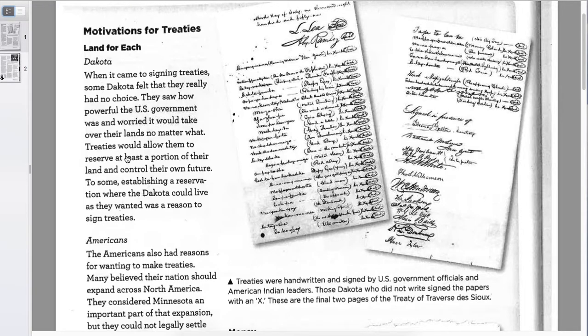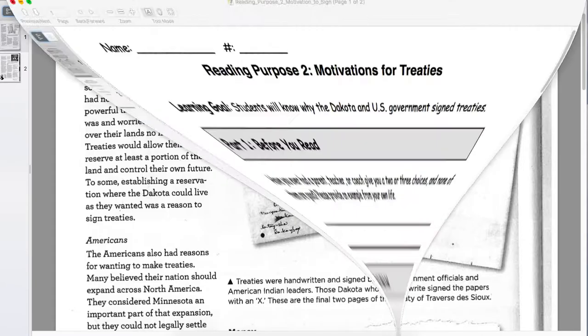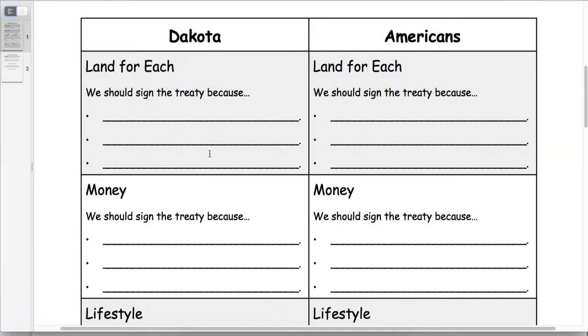So now you're going to stop. You're going to go back to your worksheet, and under Dakota, under land for each, list 3 reasons, if you can come up with 3, based on what we just read, for why they should sign treaties. Pause and do that.